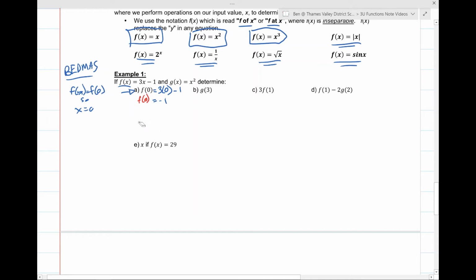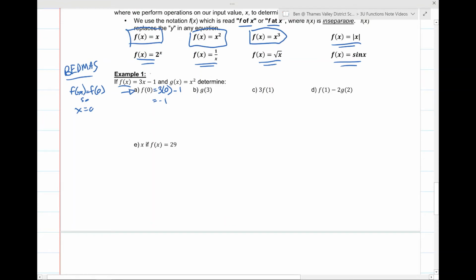Remember, the f is stuck to the bracket 0. This means f at 0. The f is completely meaningless without something in its brackets beside it. So in this final form, we write f at 0 equals negative 1. We don't necessarily need to write it that second time because we have our equal sign there.